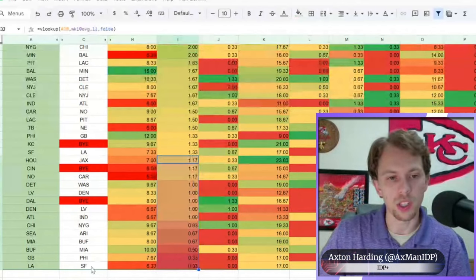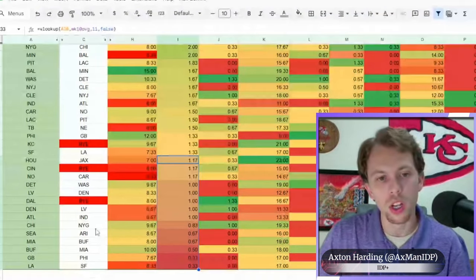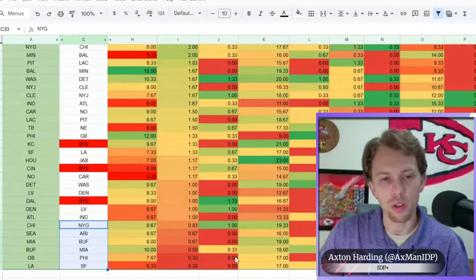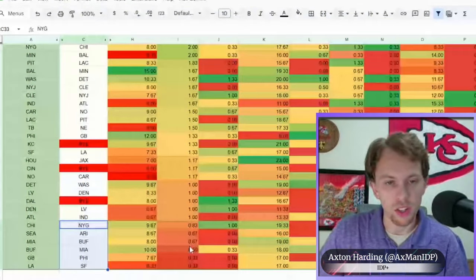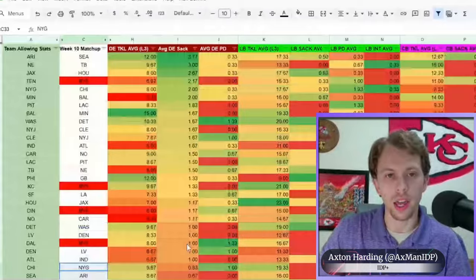San Fran, Philly, Miami, Buffalo, Arizona, and New York are kind of at the bottom of the barrel for sack production, as the offenses they're facing this week tend to be pretty stingy in that area.